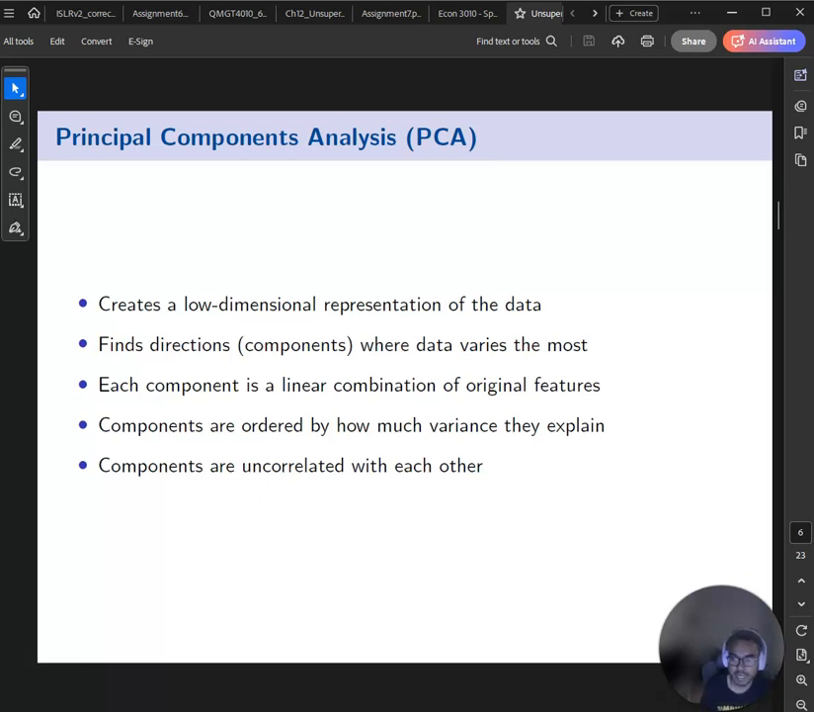This natural ranking helps us decide how many components to keep. One really nice property of PCA is that these components are uncorrelated with each other. Each one captures a different, independent aspect of the variation in our data, which makes them particularly useful for understanding complex data sets.